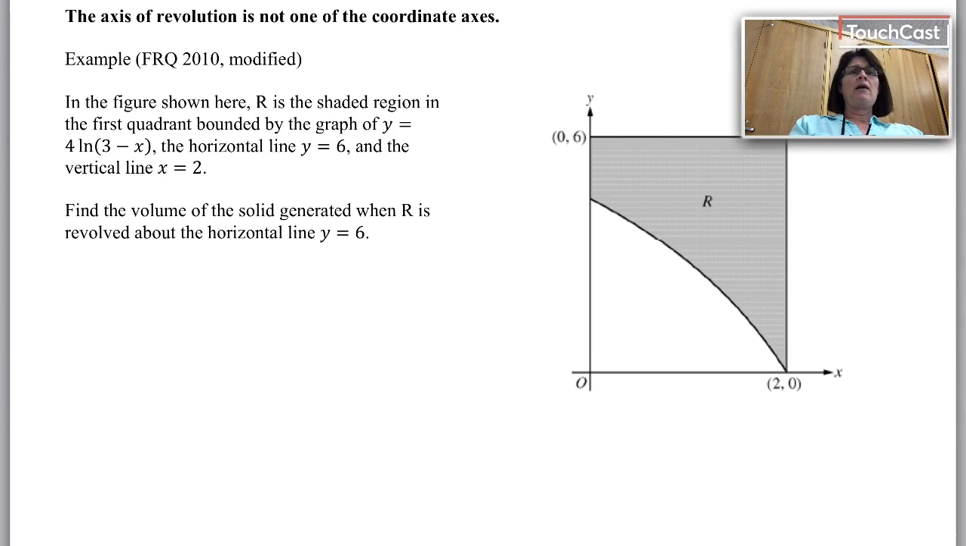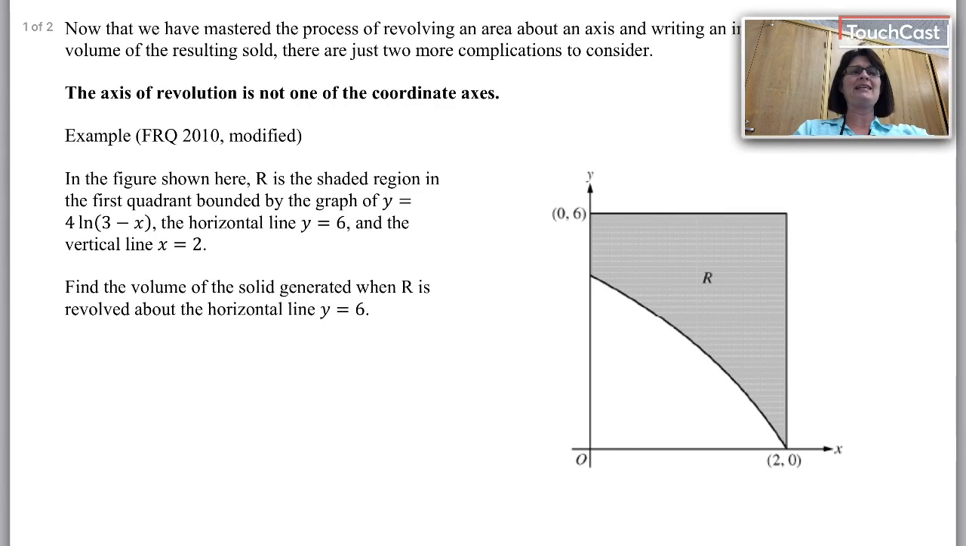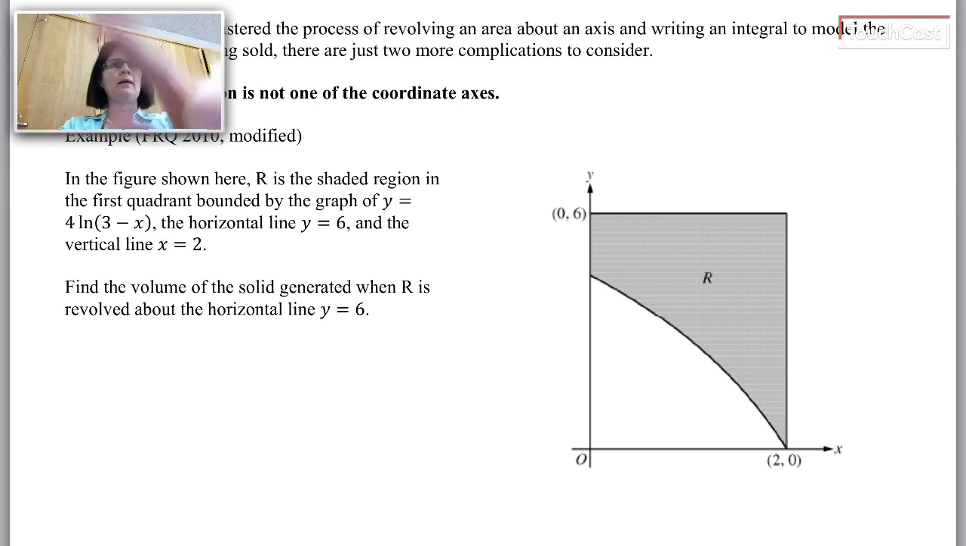So I have a region R, and they gave me a picture this time. You won't always have a picture, but most of the time on the AP test, at least in the free response section, you will. And I've been told that y equals x, that horizontal line, is the top boundary, and x equals 2 is the vertical boundary on the right-hand side. I've been asked to find the volume of the solid that I get when I take R and spin it around the line, the axis of revolution, y equals 6. So I'm going to move out of the way so that I can start to make my picture.